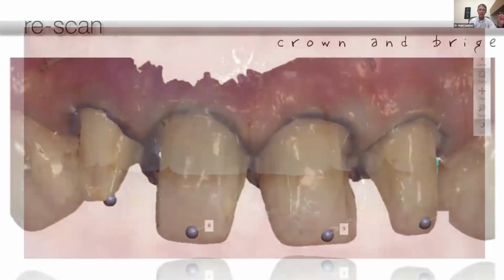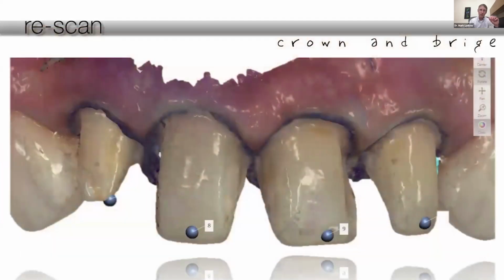Okay. Now let's talk about a couple of little nuances with it. When you look at crown and bridge, a lot of times we're packing cord or doing different things in there. What you can do is actually rescan these things. So we can go ahead and scan it with the cord in there.